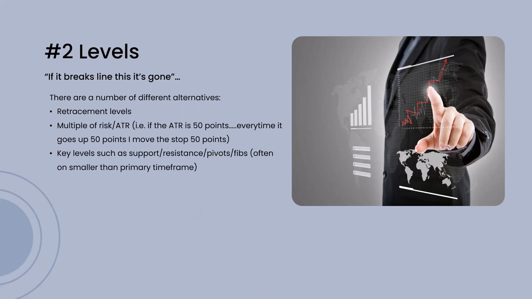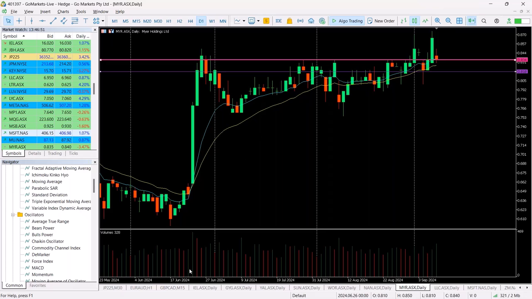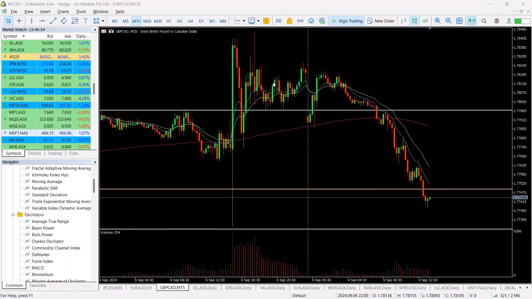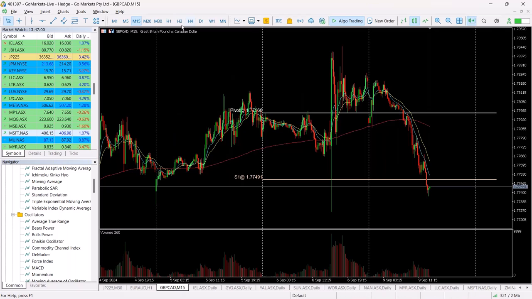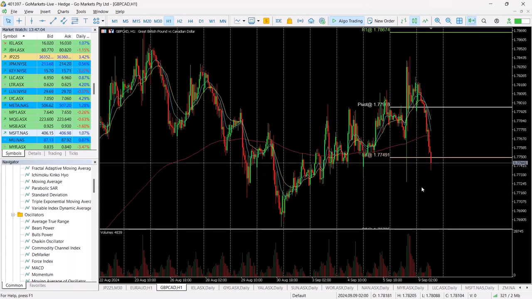Key levels such as support, resistance, pivots are a good yardstick if you're trading smaller time frames. So if we look here, let's do this on the hourly chart to take out some of the noise. That's actually not a bad chart, GB pound Canadian dollar. It might get a bit choppy in here. But what we can do now is say, right, okay, it actually looks as though it's going to close beneath this S1 pivot. So we're going to trail it to underneath that pivot, meaning that if it comes back up here, then we've locked it in and banked it, essentially.